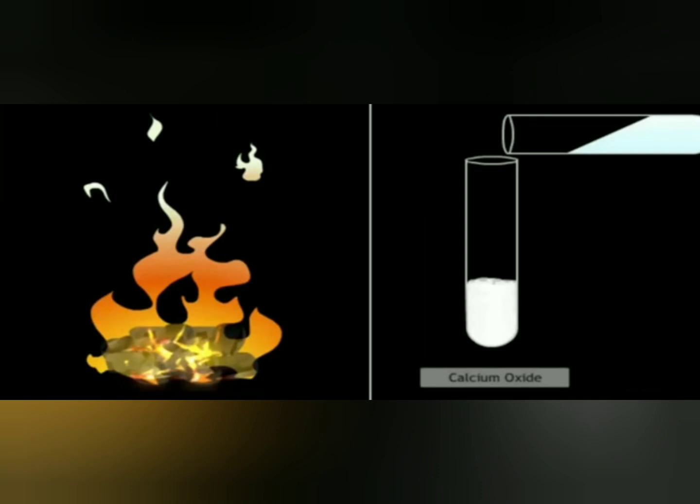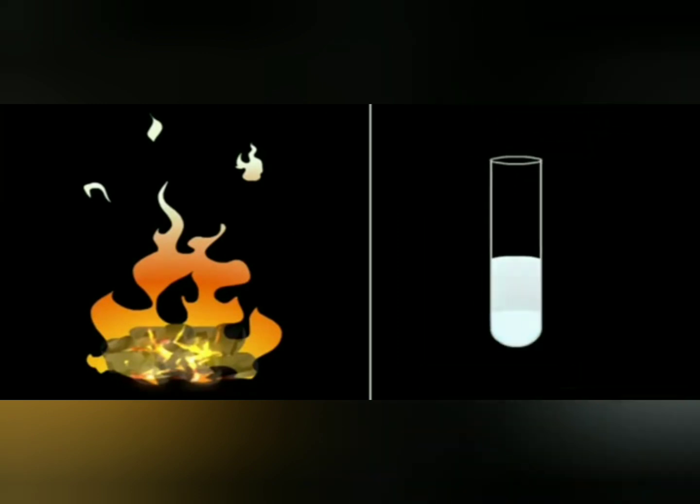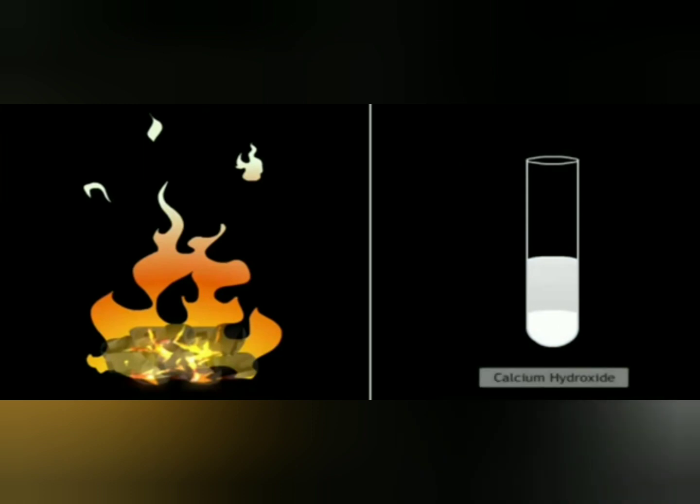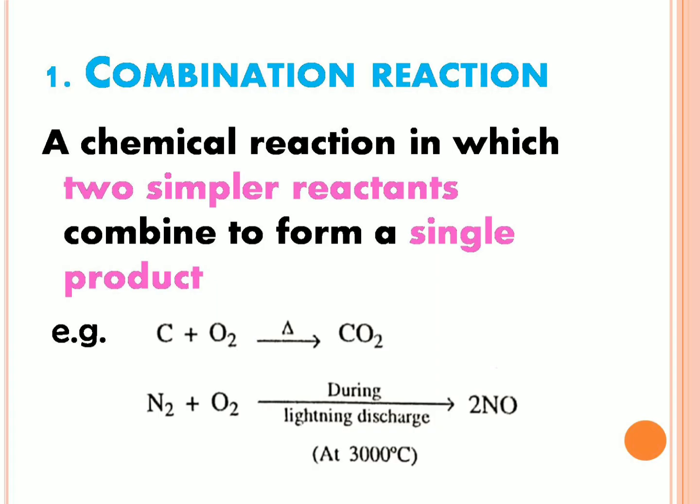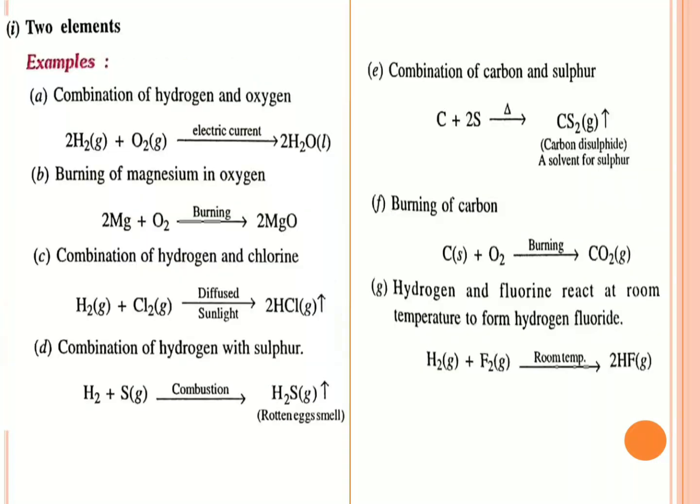If we talk about calcium oxide reacting with water to form slaked lime, that is calcium hydroxide, here in this reaction, two compounds, calcium oxide and water, combine to form a single product called slaked lime. So a combination reaction is defined as a chemical reaction in which two simpler reactants combine to form a single product. Here are some examples of combination reactions in which the reactants are elements.